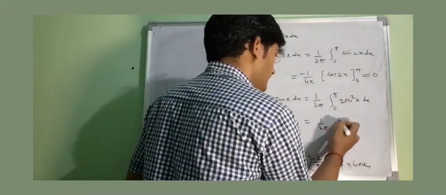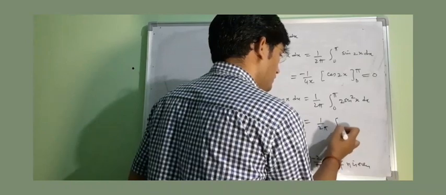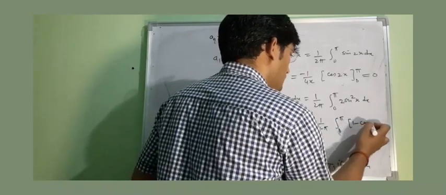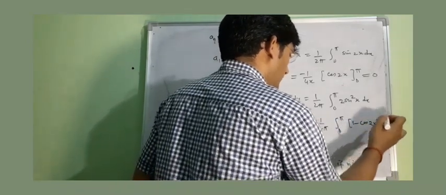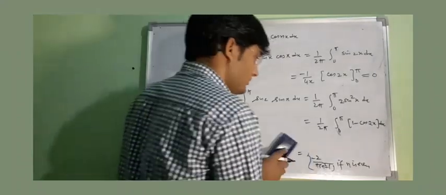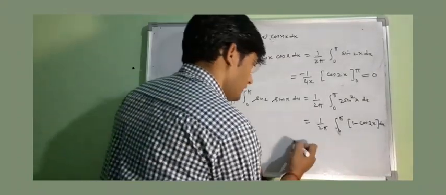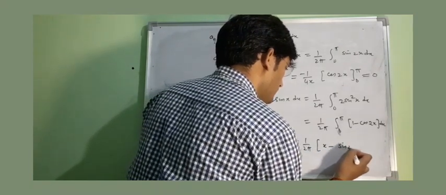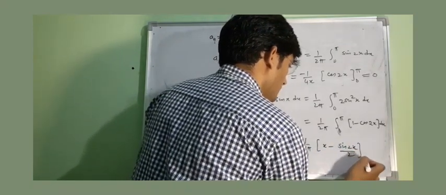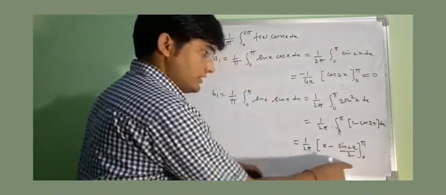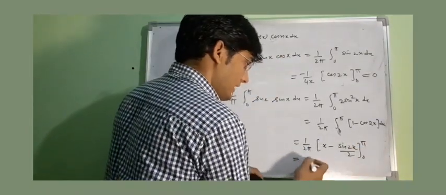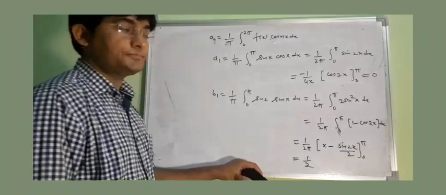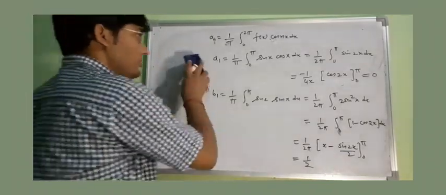So this will be your integral 0 to pi 1 minus cos 2x, and the integration of 1 minus cos 2x will be 1 upon 2 pi, the integration of 1 will be x, integration of cos 2x is sin 2x upon 2. Again sin 2 pi will be 0 and sin 0 is 0, so this will be your pi, and hence b1 is half.